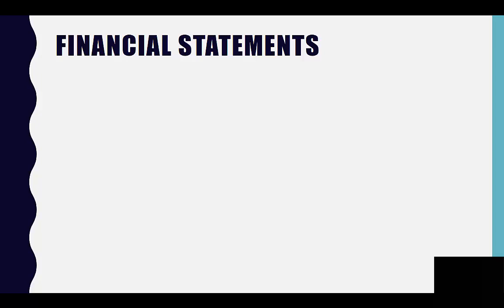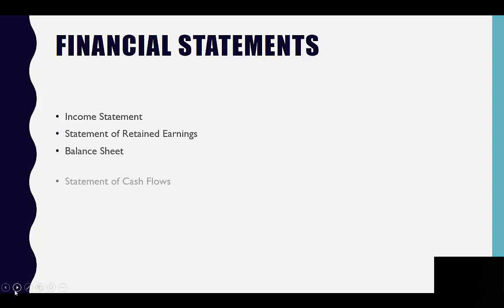At the end of a period, after all transactions have been recorded and accounts have been adjusted, accountants take the account types and arrange them into financial statements. The four financial statements are the income statement, the statement of retained earnings, the balance sheet, and the statement of cash flows.